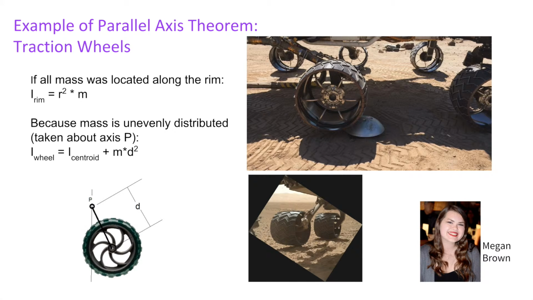This can be done by calculating the moment of inertia about the centroid of the wheel and adding m times d squared, where d is the distance from the centroid to the axis the wheel will be rotating around.